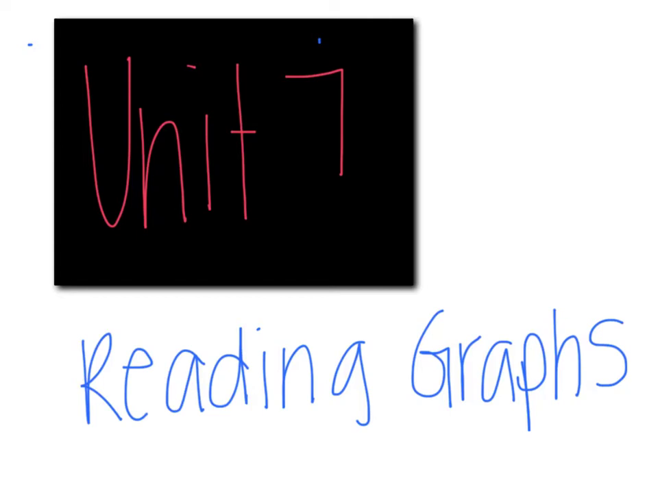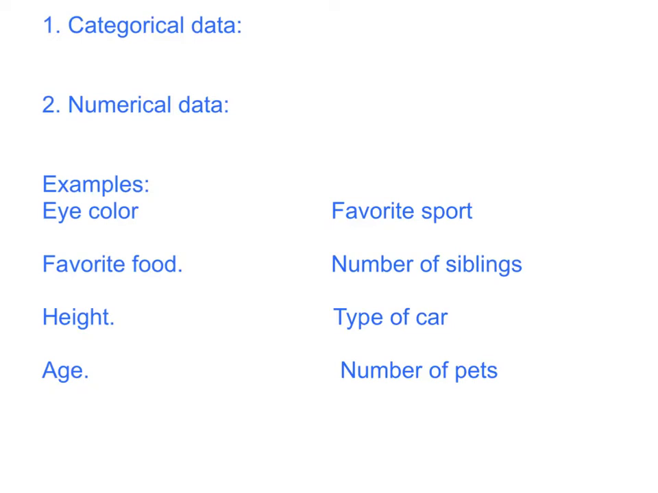Today we're going to talk about how to read different types of graphs. First, we're going to look at some definitions and some examples of data. So the first thing we have is categorical data.